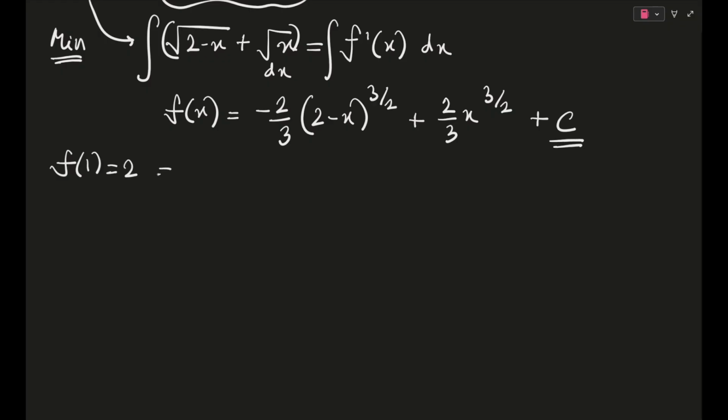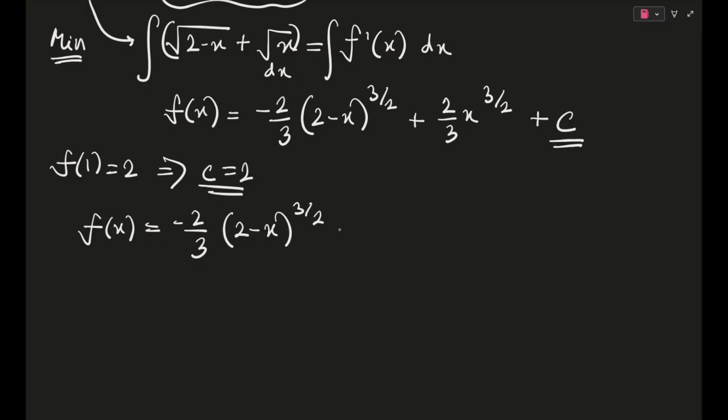So guys, if you actually calculate this, I'm not going much into the calculation, then your c would come out to be equal to 2. So f of x becomes minus 2 by 3 times (2 minus x) power 3 by 2 plus 2 by 3 times x power 3 by 2 plus 2.